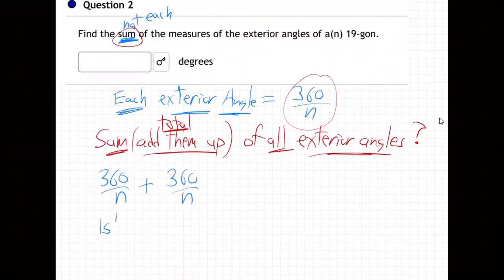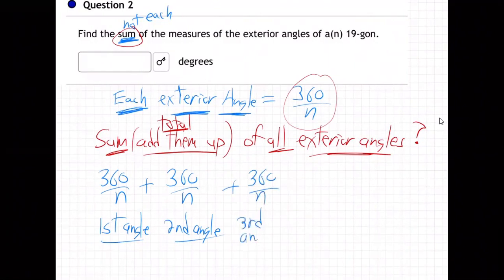We have to do that for the first angle, then we have to do it for the second angle. Remember, each of the exterior angles is 360 over n. 360 over n for the third. Isn't the answer always 360? Yes, it is, Paulina. Why is that? Because you're just going to add them up to the number of sides you have, and that's going to equal 360.